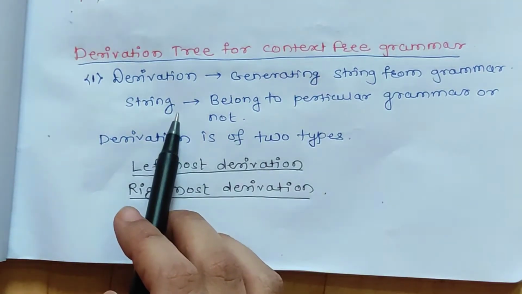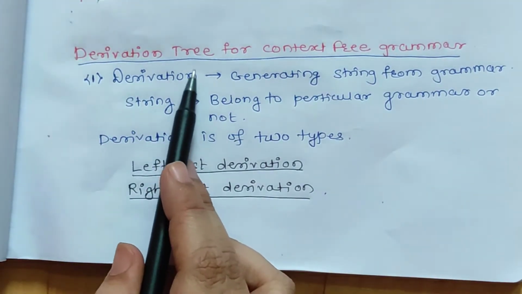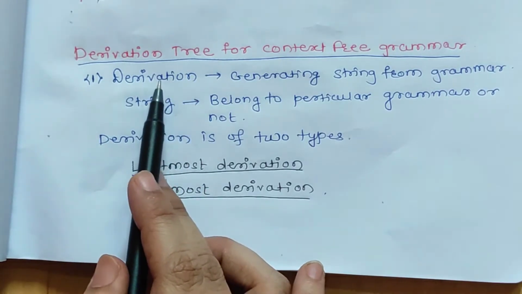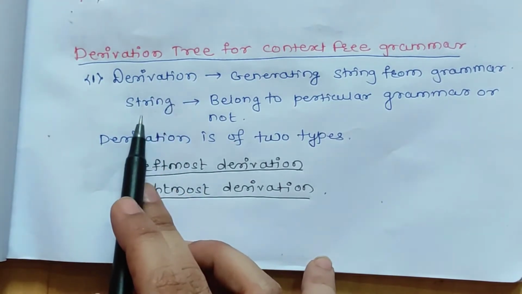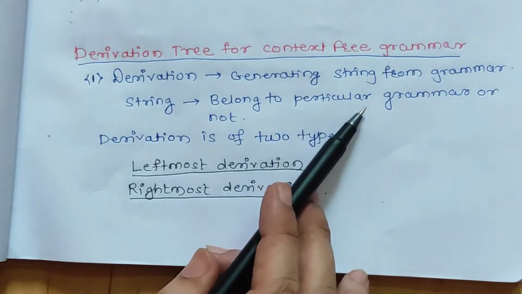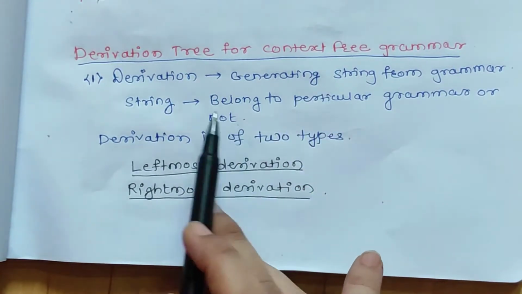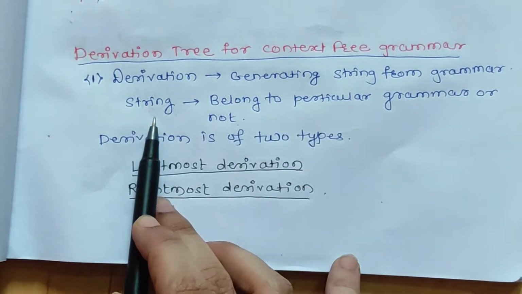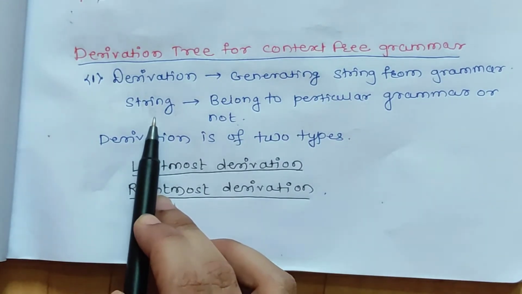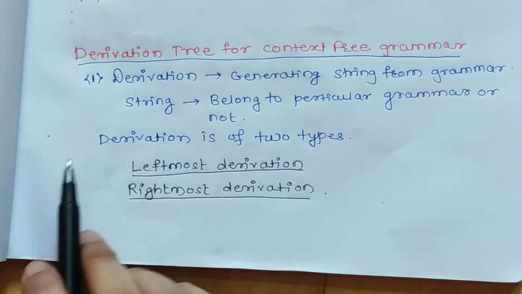There can be two types of problems. Either you have to derive a string from the grammar, or you have to check whether a particular string belongs to a particular grammar or not. So these two kinds of questions can be asked on this derivation tree for context-free grammar.